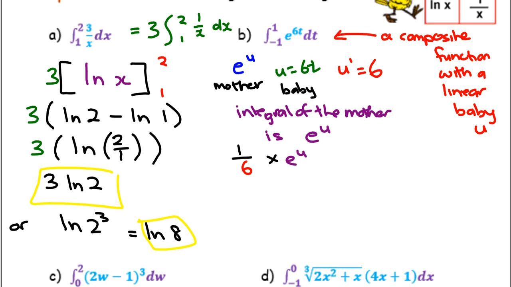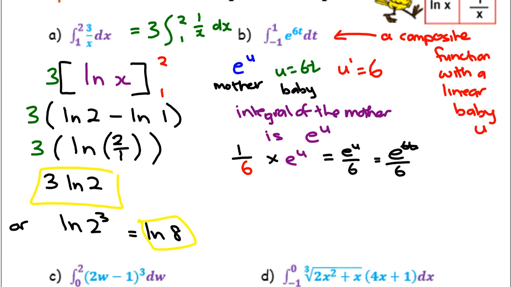What's 1/6 times e to the u? It's e to the u over 6. And what is u? It's 6t. So equals e to the 6t over 6. That's our lovely integral. And now we've got to start to work out that integral.